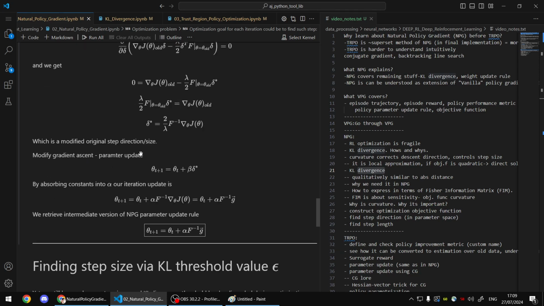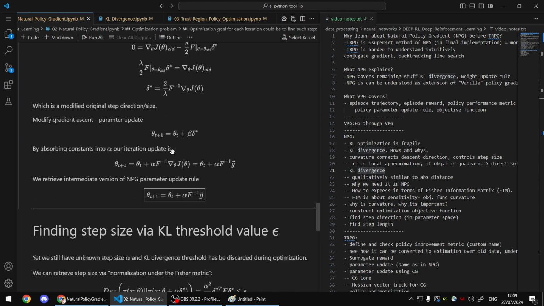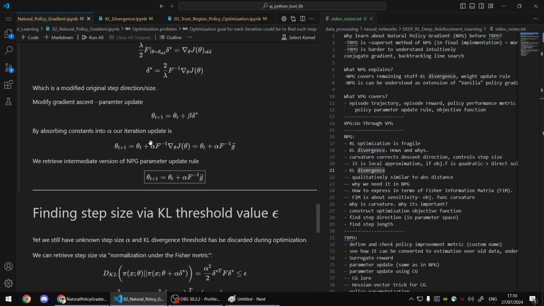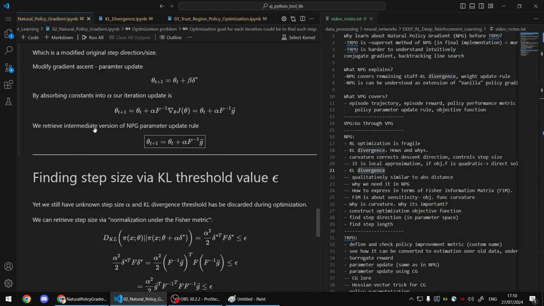And if we remember, our gradient ascent was this, some kind of learning step rate times step. We just replace it. What I propose, this 2 divided by lambda, is to absorb it into this step size. And it's kind of a first milestone, because we have an update rule that knows the direction at which to move.